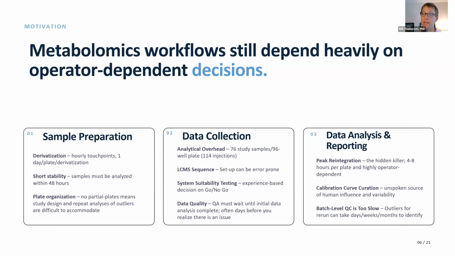and time sinks. On the data collection side, if you have a study of, say, the study design I showed from Lisa, there's 76 study samples, but 114 injections on that plate. And so lots of analytical overhead. System suitability and data quality are usually go, no-go decisions. Those take time. And a lot of times the QA on data quality must wait until the initial data analysis is complete. And only then, it may be days until you realize there may have been an issue with the data collection.